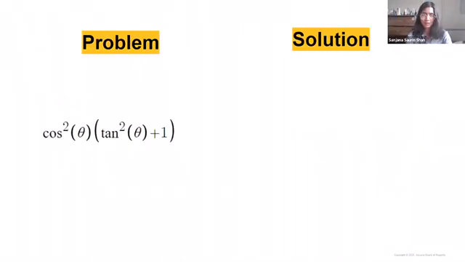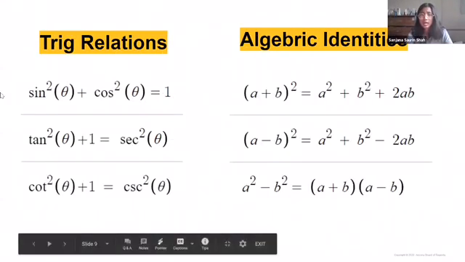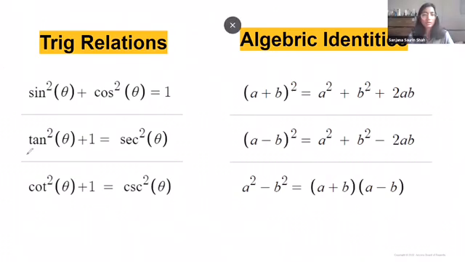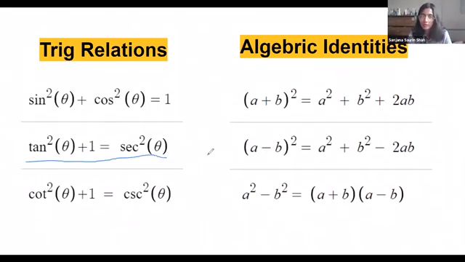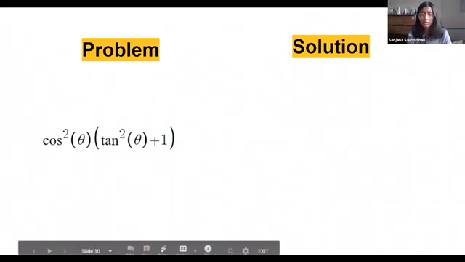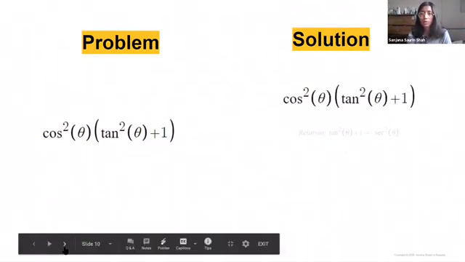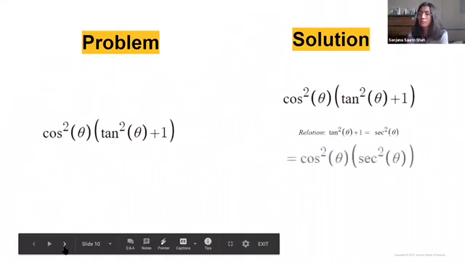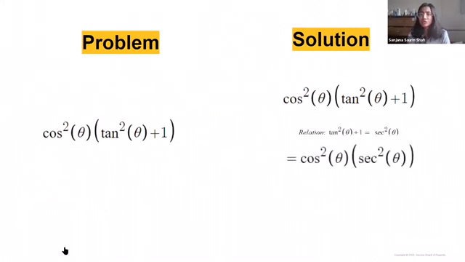For example, this is the given problem: cos squared theta times (tan squared theta plus 1). In this case, a very simple way is to go back to the properties I listed before. If you pay attention to this one specifically, tan squared theta plus 1 is equal to sec squared theta. So in this question, tan squared theta plus 1 would just become sec squared theta.